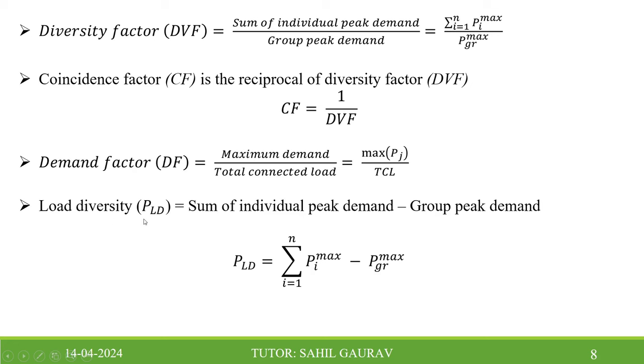Now coming to load diversity. Load diversity is the difference of the sum of individual peak demands minus the group peak demand. So diversity factor is the ratio of the sum of individual peak demands to the group peak demand. If you know the diversity factor, you just do the subtraction of the denominator from the numerator. So that is load diversity.